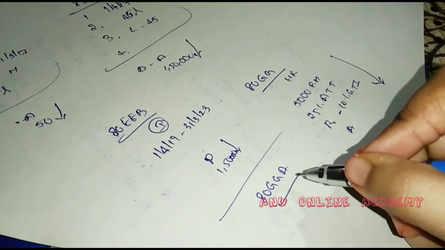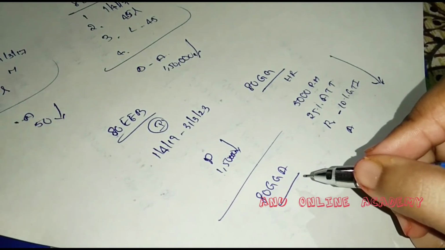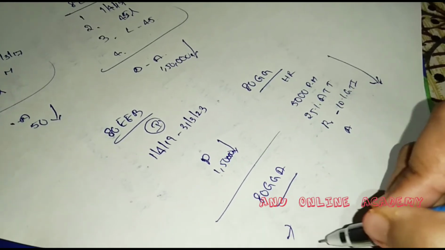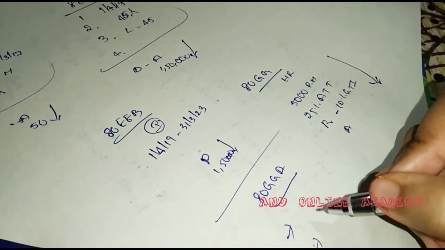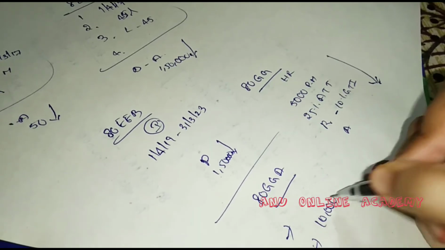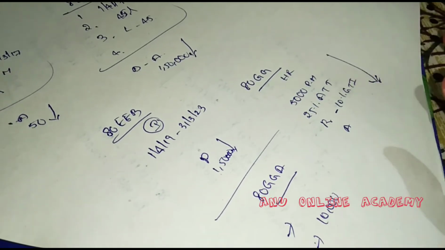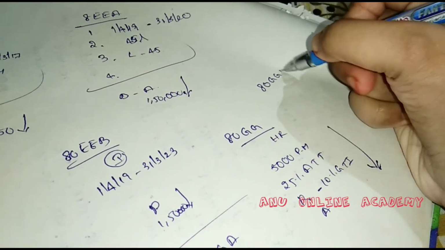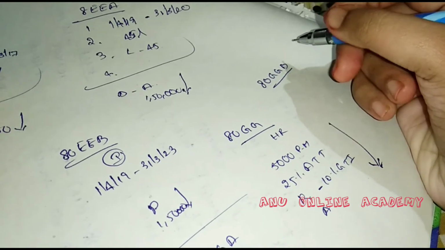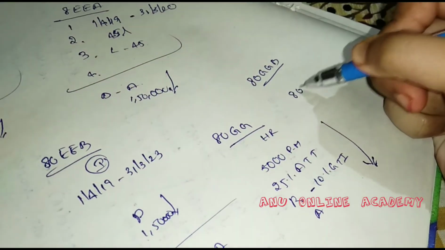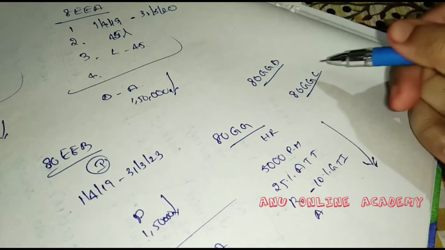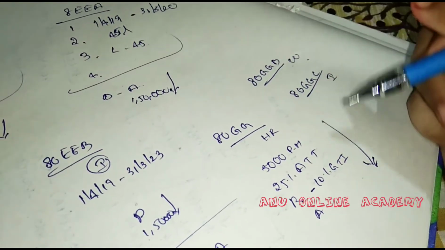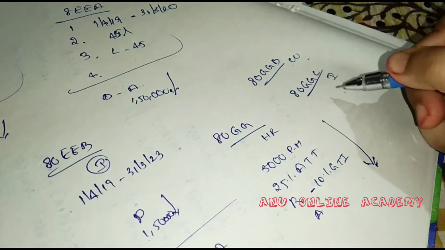And see the next section, 80GGA, donation for scientific research or rural development: unlimited if paid in a mode other than cash. In case of cash, if donated up to 10,000, then 10,000 deduction, otherwise not applicable. The next section, 80GGB, donation to political party by company. The next section, 80GGC, donation to political party by individual.